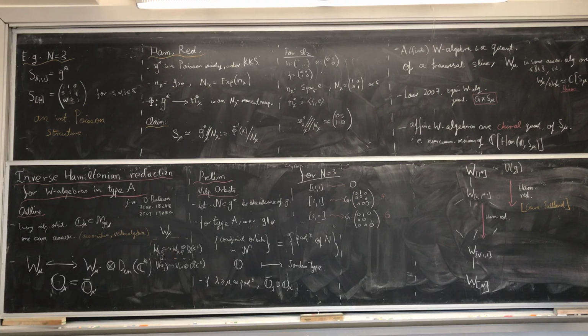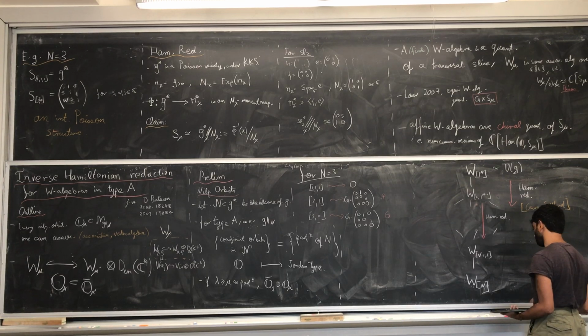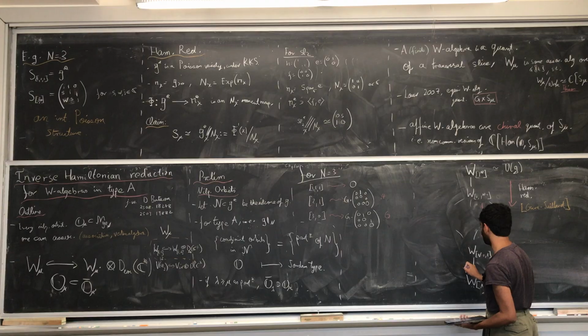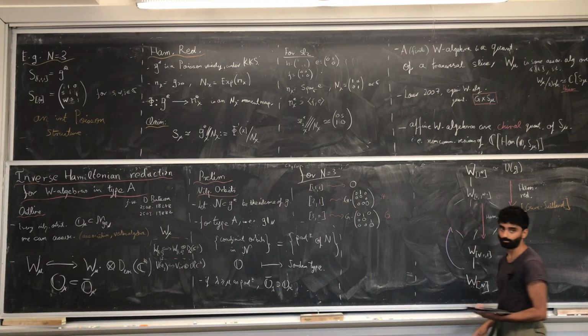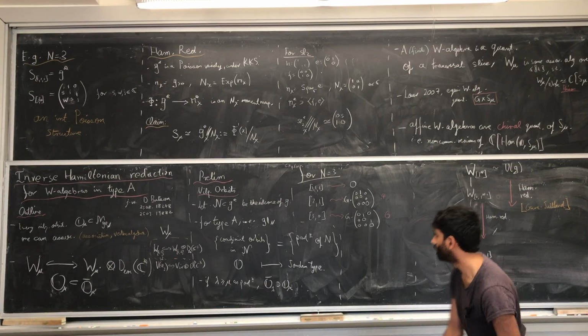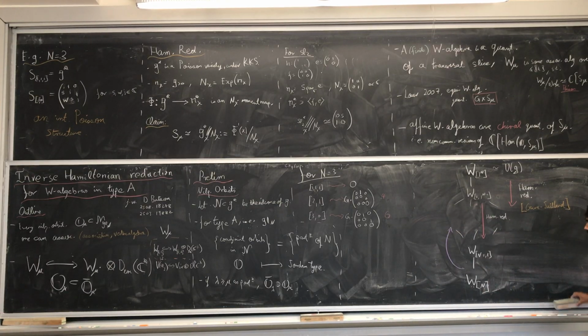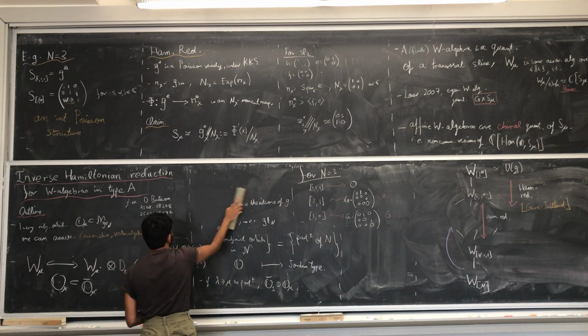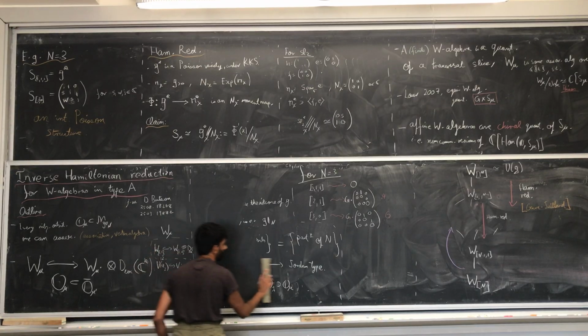And now the question is, can you go backwards? That's the statement of inverse Hamiltonian reduction. So, are there maps going this way? To motivate why you think such a map might even exist, let me say a little bit of a digression about coproducts.